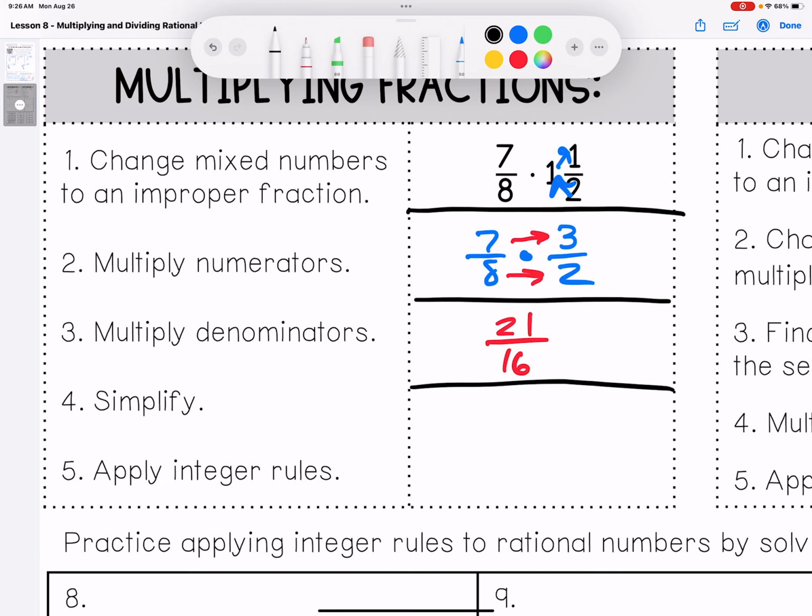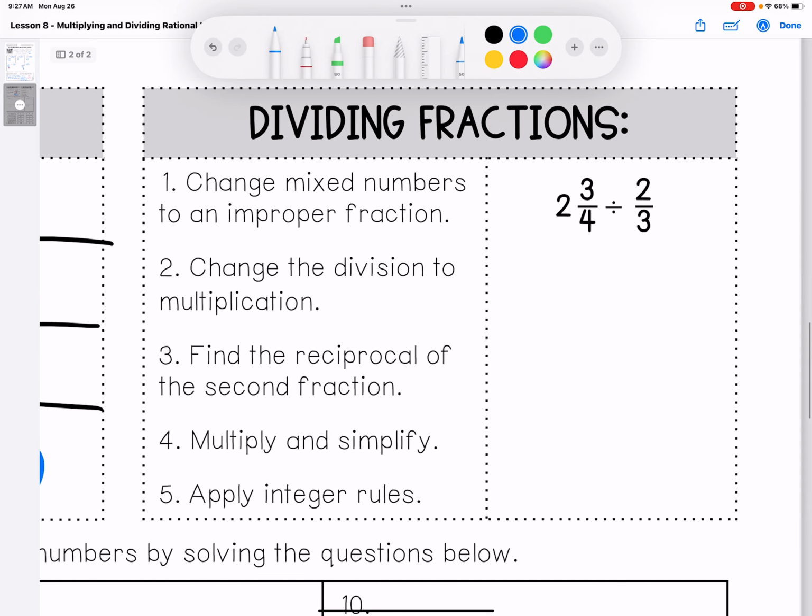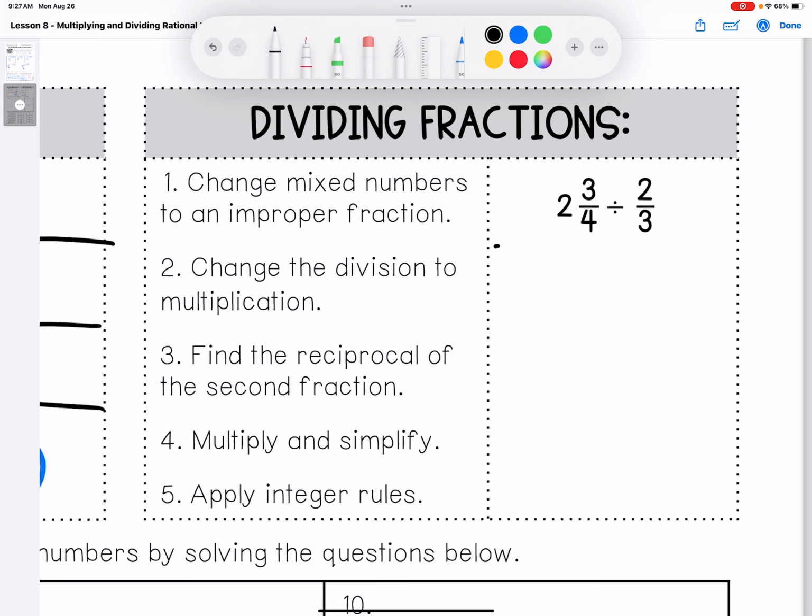Now, simplify. 16 will go into 21 one time. 21 minus 16 is 5, so there's a remainder of 5, and the bottom number never changes. 1 and 5/16. The answer is positive because they were both positive to begin with. All right, let's go over here and let's divide.